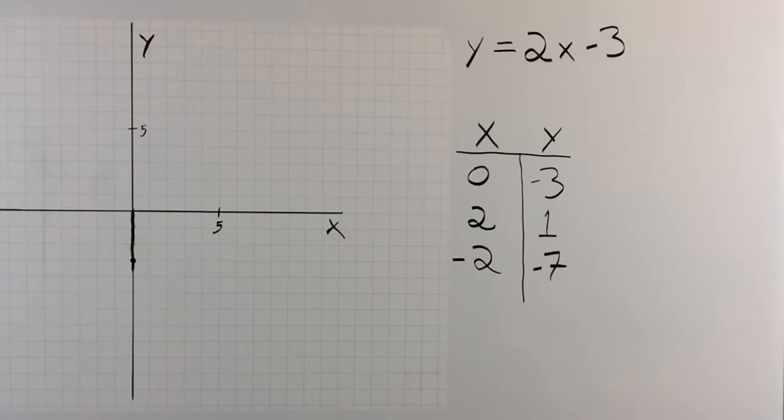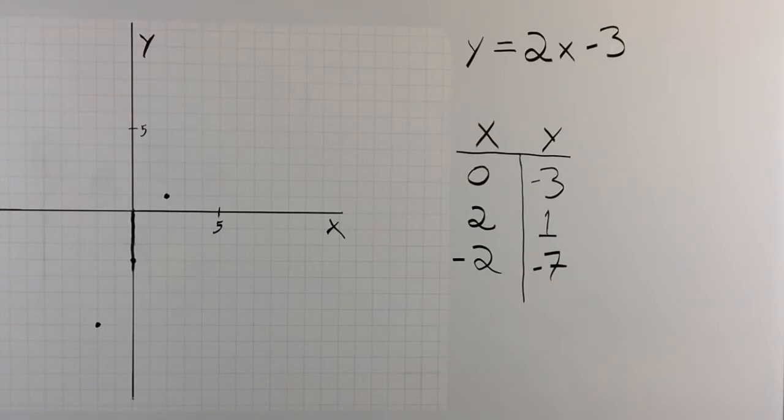So let's plot those points on our graph. There is 0, -3. It's a little hard to see because it's right on the line right here. And our next point is 2, 1. Right there, it's a little bit easier to see. We've gone +2 on the x-axis and +1 on the y-axis. And let's plot -2, -7. You should be able to see that.